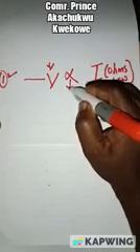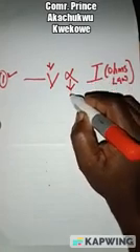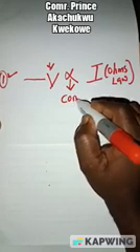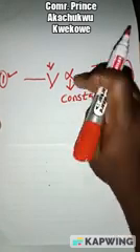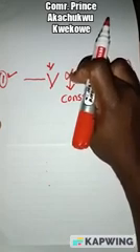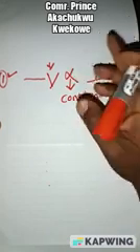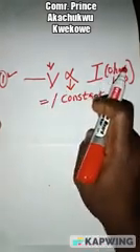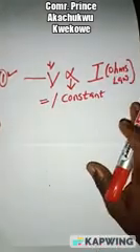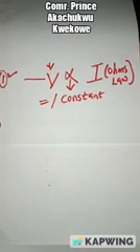For you to remove a proportionality sign, you need to replace it with a constant. You need to bring in an equals sign and a constant. It is actually a law in mathematics.